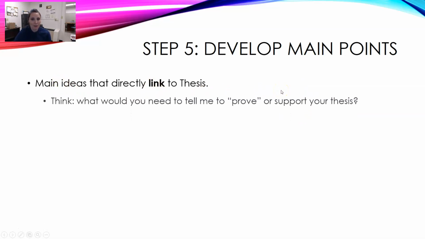So, step 5, now we get into our main points. Remember, we've got our research and supporting materials. Now we're going to organize those into larger categories. So your main ideas, on average you should have 3, are the big ideas that are going to explain and link to your thesis statement.